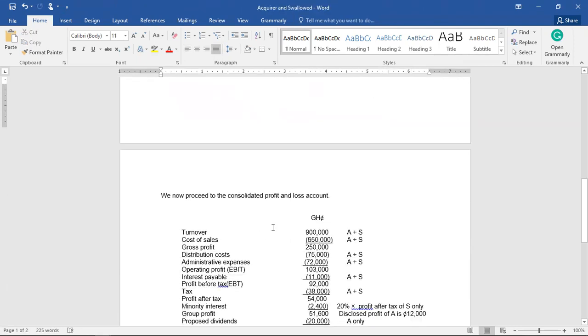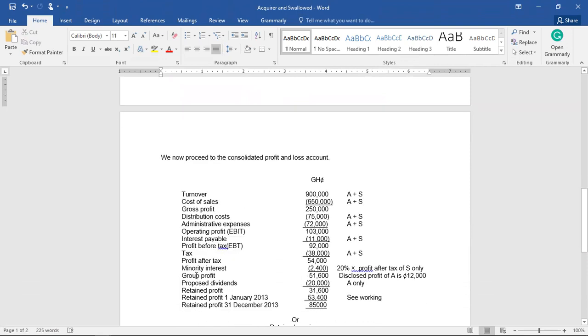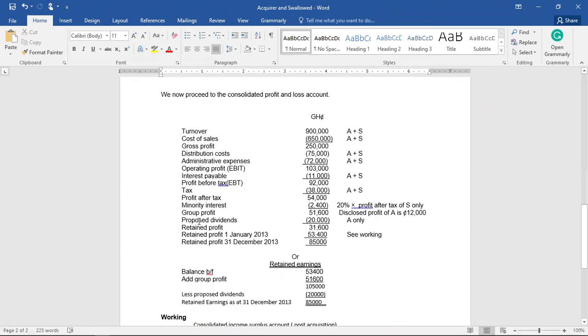Now, the next thing you look at is preparing your consolidated profit and loss account. In an attempt to prepare it, you must look at intra-group balances and eliminate them. So turnover, you add that of acquirer and swallowed. That one is straight away, you know how to do it. Cost of sales, you add it too. Gross profit, you add it. Distribution costs, administrative expenses, operating profits before interest and tax. When you deduct distribution costs and administrative expenses from gross profit, you get what you call operating profit.